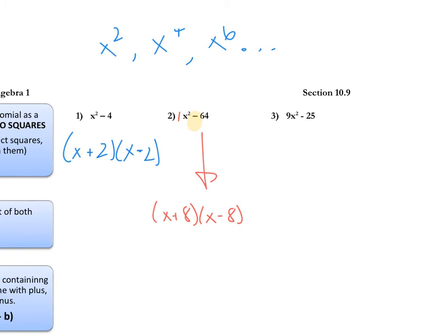Okay, and then in the final example, notice that we have a number other than 1 in front, but the same thing, just check to see if it's a perfect square, which it is. So we can break this up into our plus and our minus, and then basically the square root of 9x squared is 3x, and then 5, so 3x plus 5 and 3x minus 5. And as always, you can use the distributive property to make sure that you get back to the original answer.